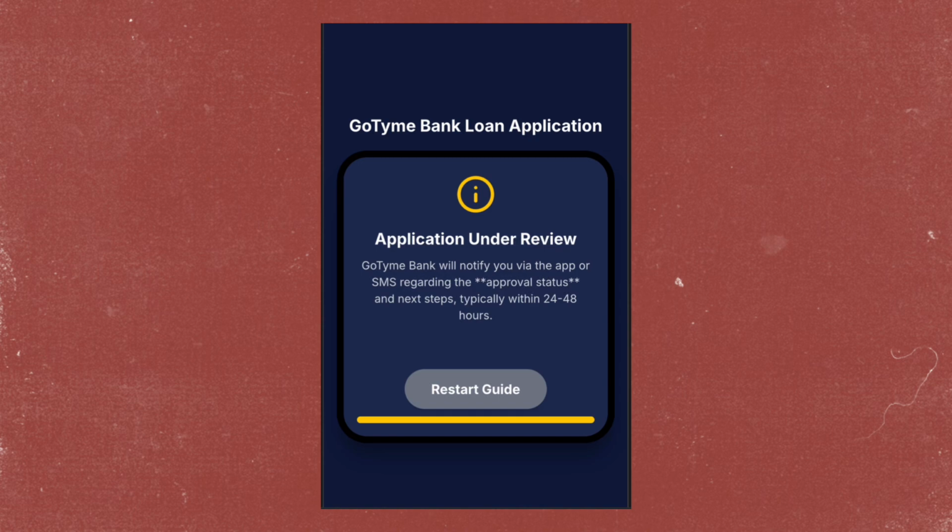And next is the application under review. So the GoTyme Bank will notify you via the application or SMS regarding the approval status and next steps, typically within 24 to 48 hours. You just have to wait for it.